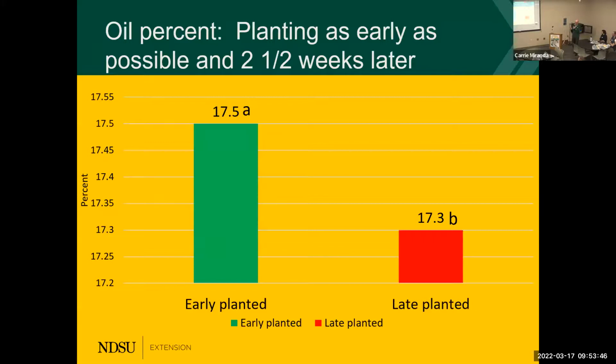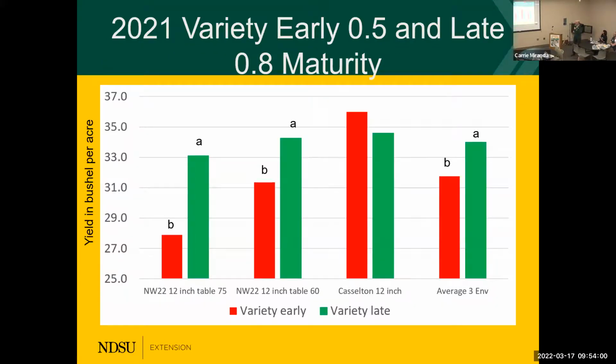Now, there are a couple of other factors, and I'm looking here at the oil. We talked earlier about the importance of oil. Here, early planted gave a slight increase, but significant compared to late planting. Now, the next thing in this trial was comparing early maturing versus late maturing. And we had the two planting dates. So variety early is an 05, indicated in the red bar. The variety late is in the green bar, the bushels per acre for the various years.